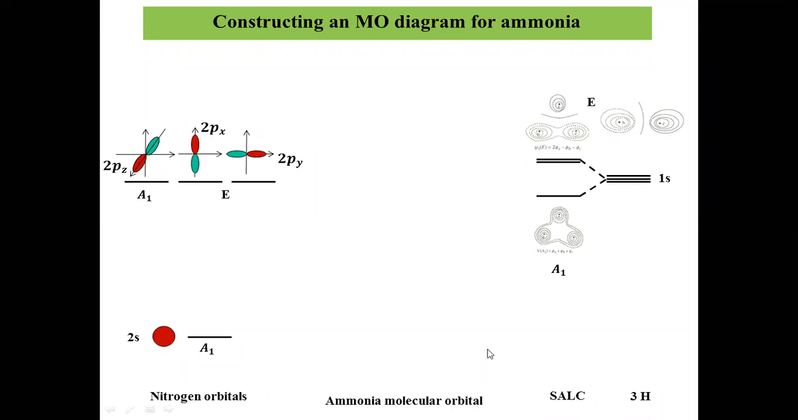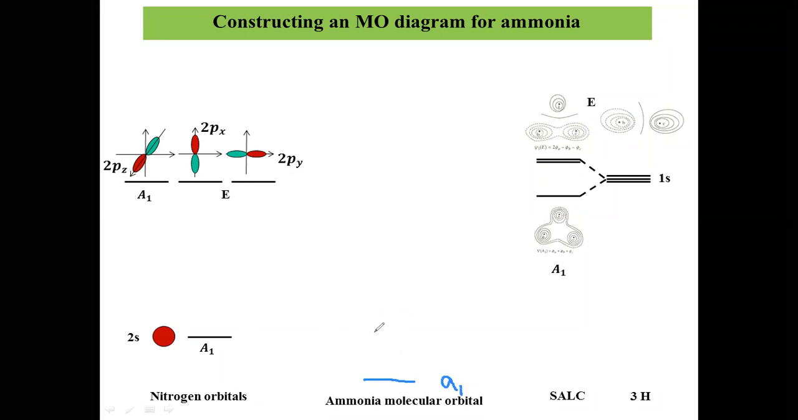Now when you combine, we have to look for the symmetry of the A1 type orbital. So I have this 2s, this SALC, and 2pz. When you combine them, we're going to get the molecular orbital. So I'm writing like this. One A1 is going to be, let's say, here. So that is the one.